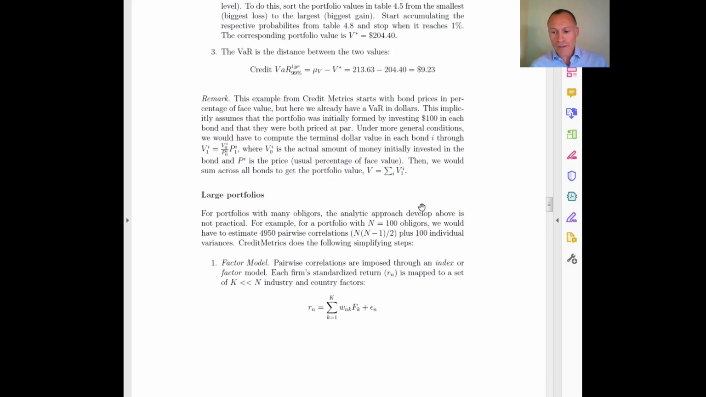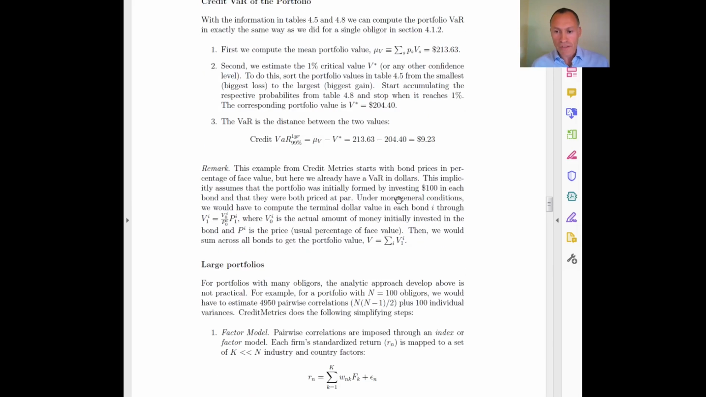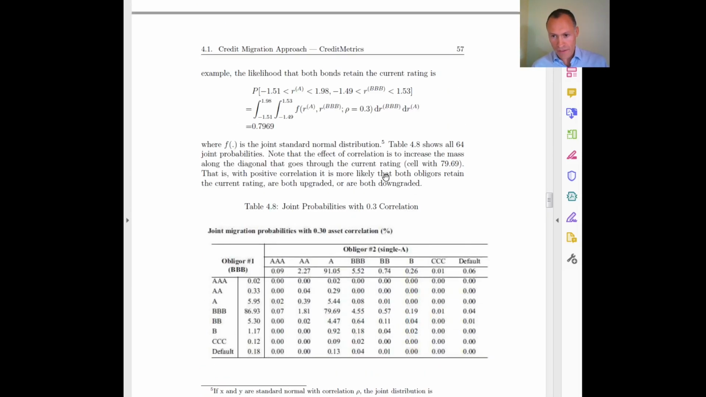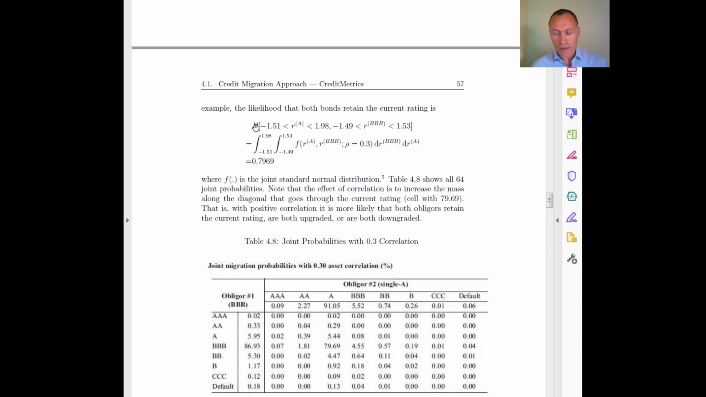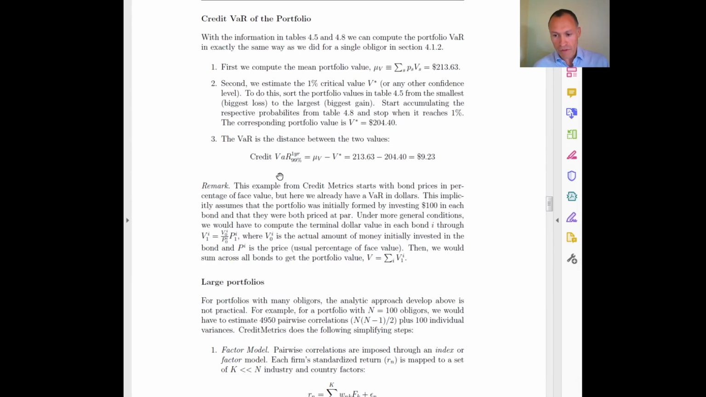In reality, this method is not feasible for large portfolios. The reason is that this expression here, we cannot do this by hand. We have to do this numerically with a computer, but even a computer cannot do this for more than 5 or 10 bonds. In reality, bank portfolios have much more than 10 loans, right? They have hundreds of loans, and therefore we need some other solution.